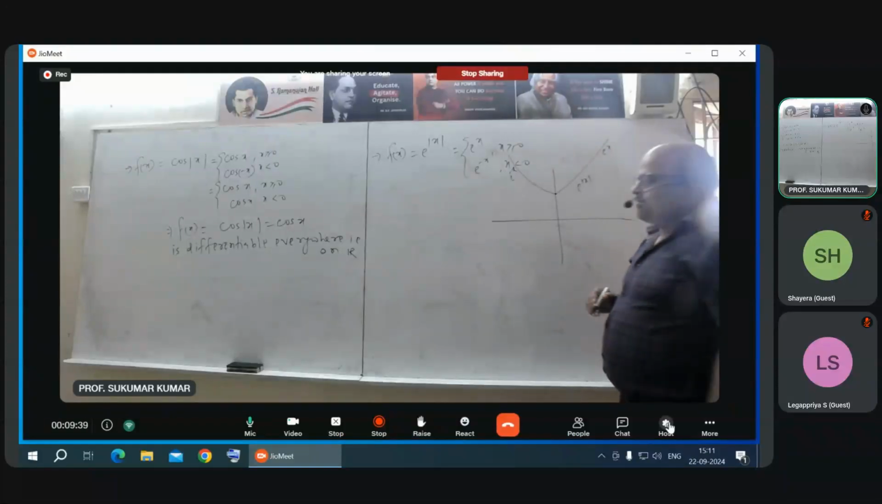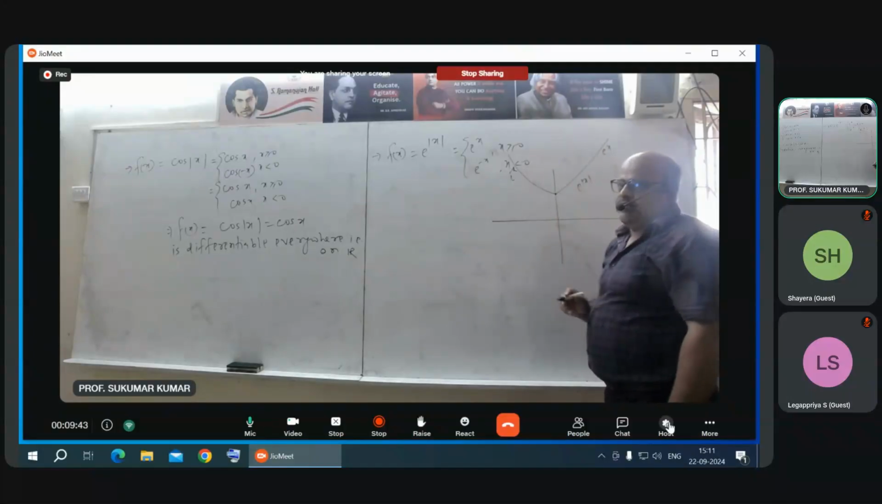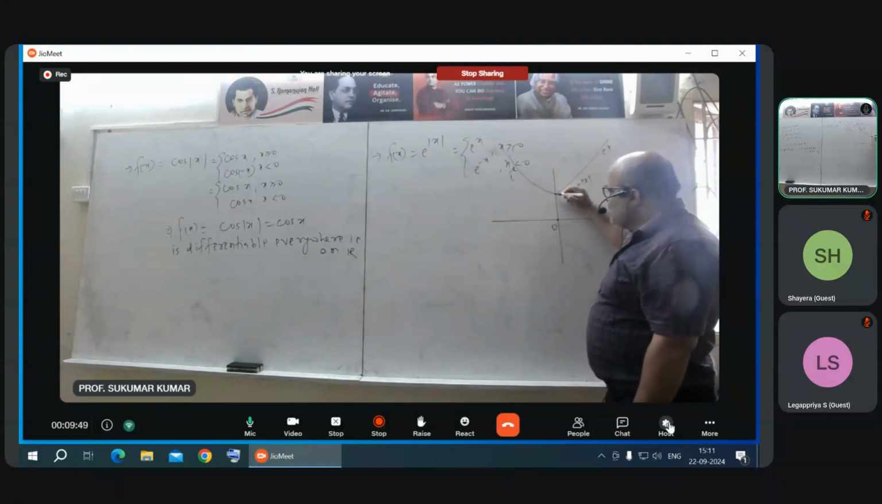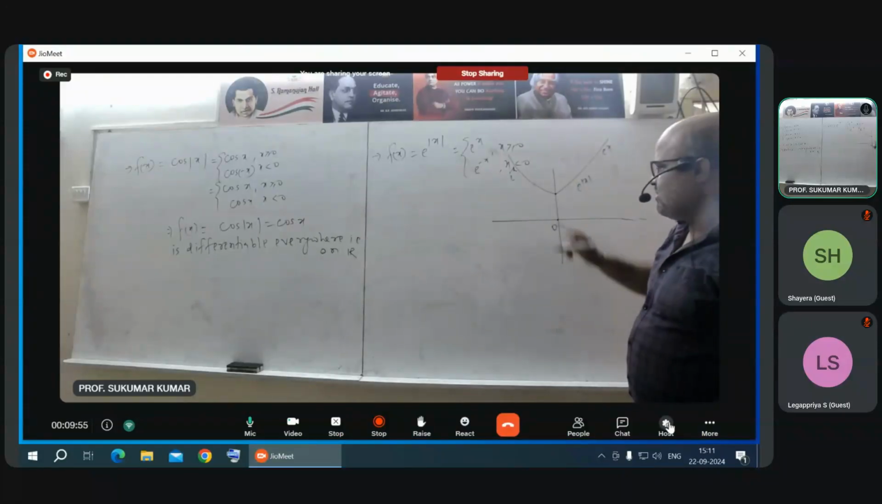Okay. Because greater than or equal to 0 from here, less than 0 from here. So at 0, in both cases 1 will come, but a sharp edge type will come. LHD and RHD won't be equal. So the function is not differentiable at 0.